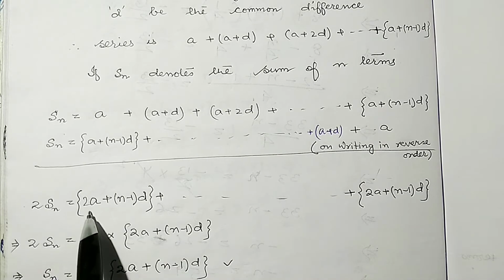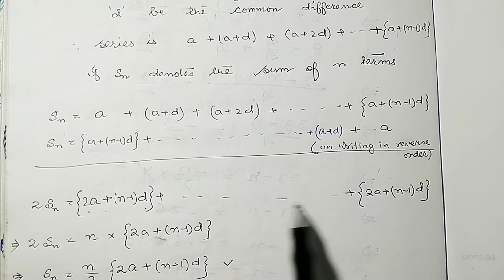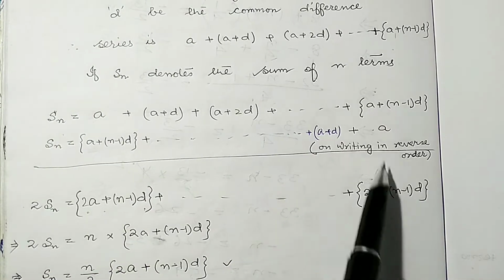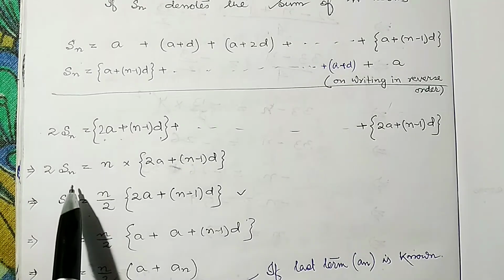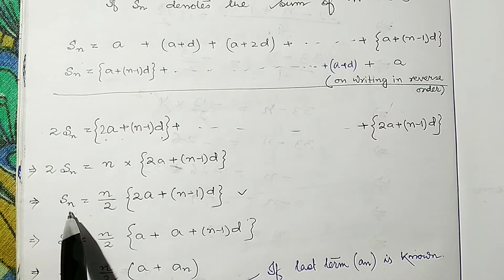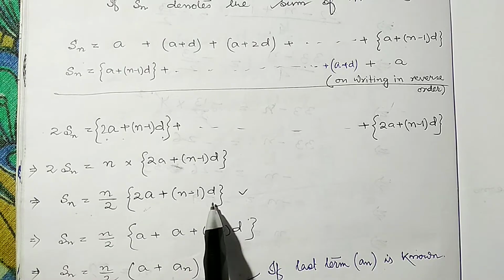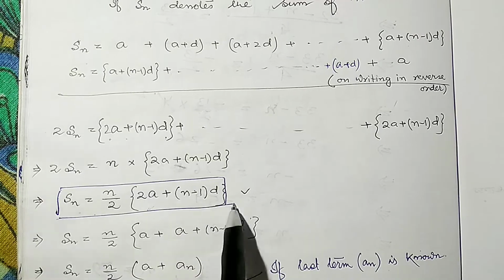That means twice A plus n minus 1 into D, this term will appear n times, because here we have written up to first term up to nth term. So that means there are n terms. So what we can write, twice Sn equals to n times this quantity. Now Sn will be n by 2 twice A plus n minus 1 into D. This formula we can say this is the sum formula.